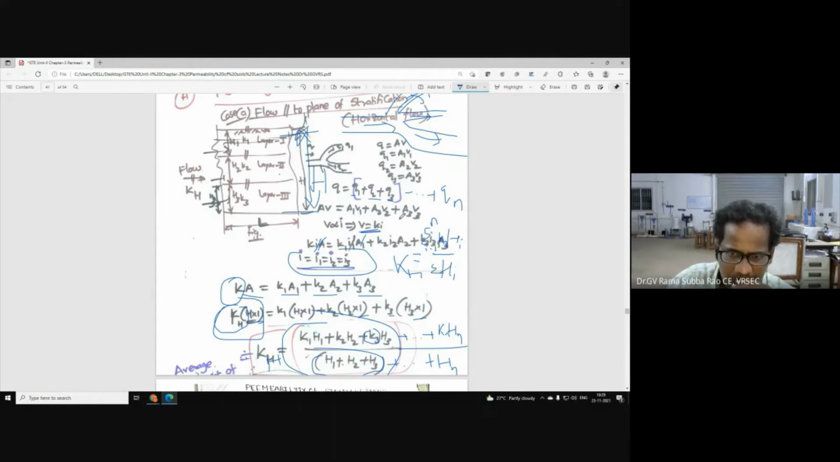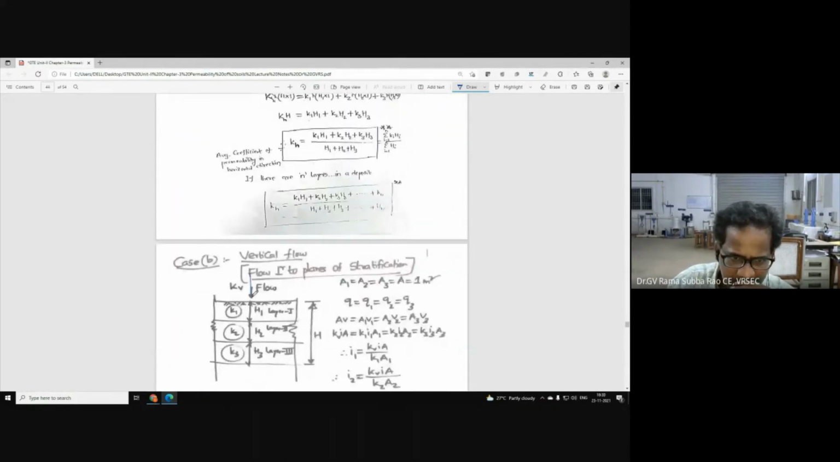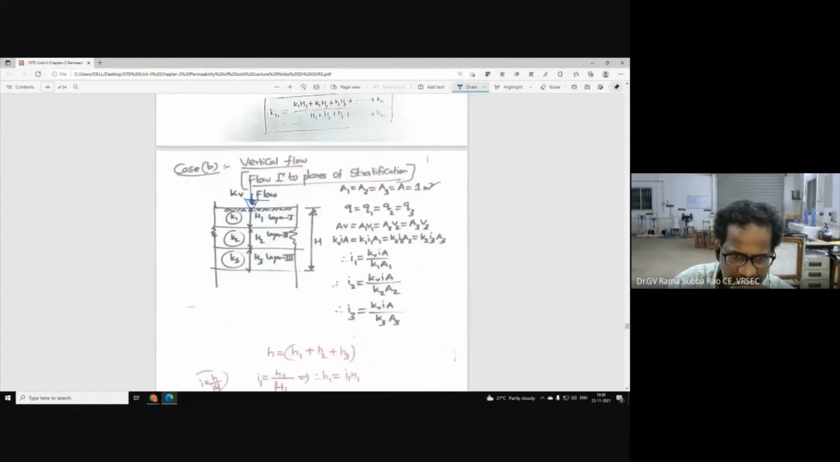So this is about how to determine the average permeability of a stratified soil, what we call deposit, in horizontal direction. Now let us discuss what is going to happen if flow is perpendicular to planes of stratification. Here you see I have again 3 layers, each having their own permeability K1, K2, K3 and thickness H1, H2, H3. Total thickness of the deposit is H. Here the flow is perpendicular to planes of stratification. That means we are discussing vertical flow.